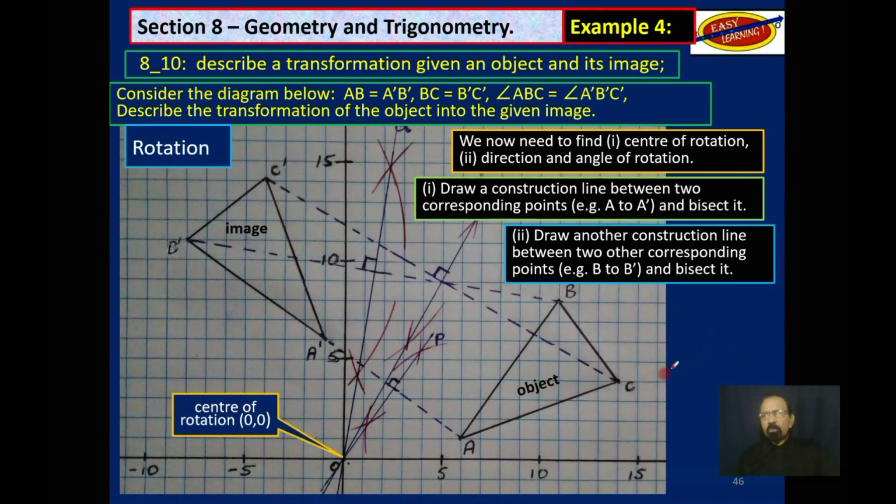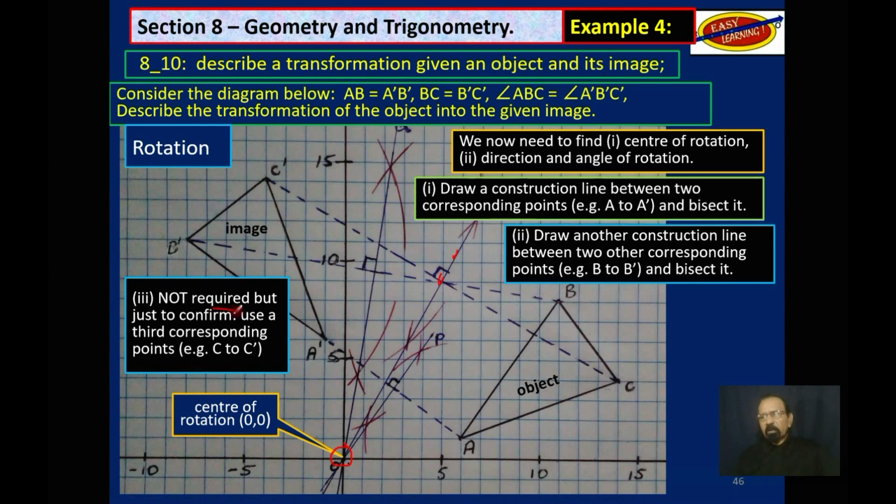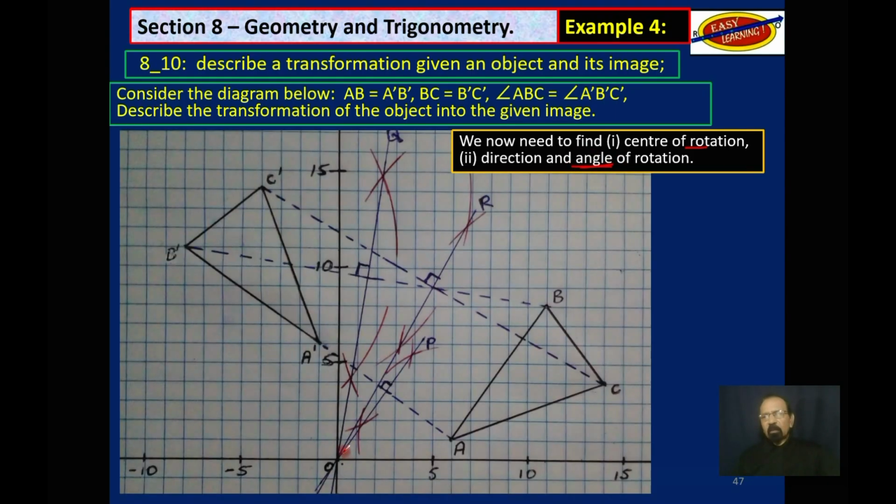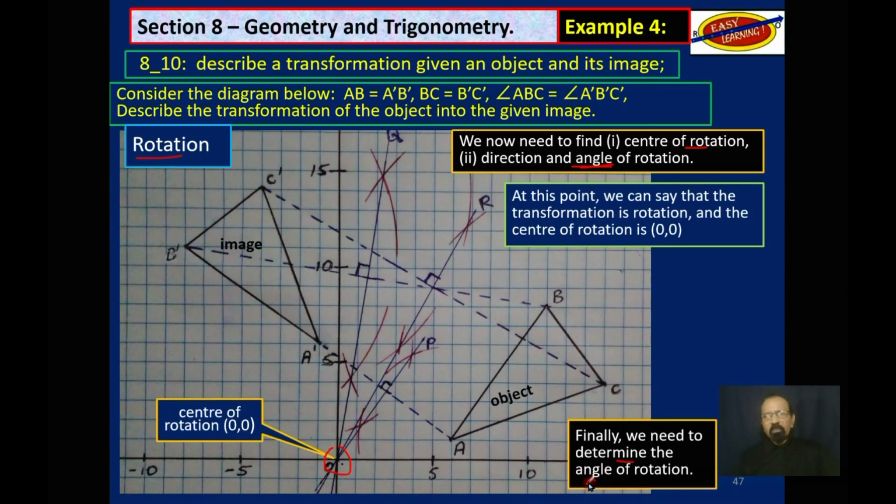Now, you can do C and C' if you want, but you don't have to. If you do, and this is a bisector from C and C', notice it still arrives here. So you don't need to do all three of those bisections. Two will suffice. So we know the center of rotation. We now need to find the direction and angle of rotation. We know it is rotation, so we have to determine the angle and direction of rotation.